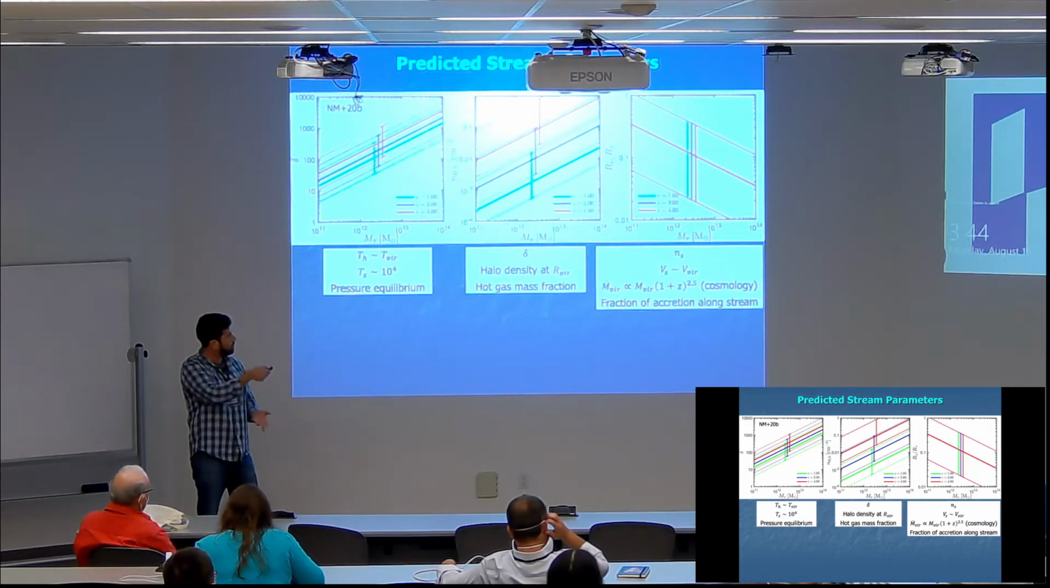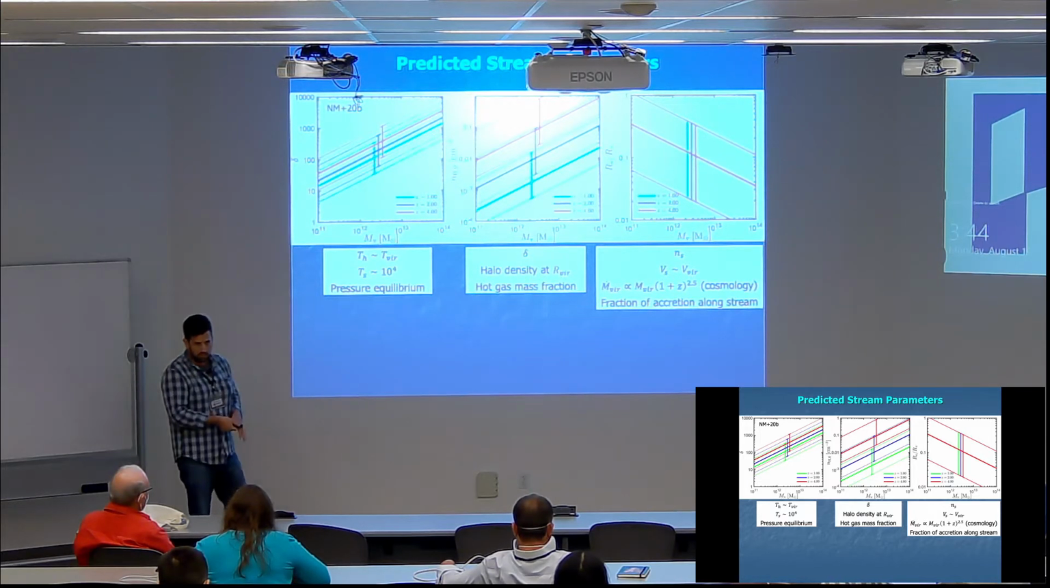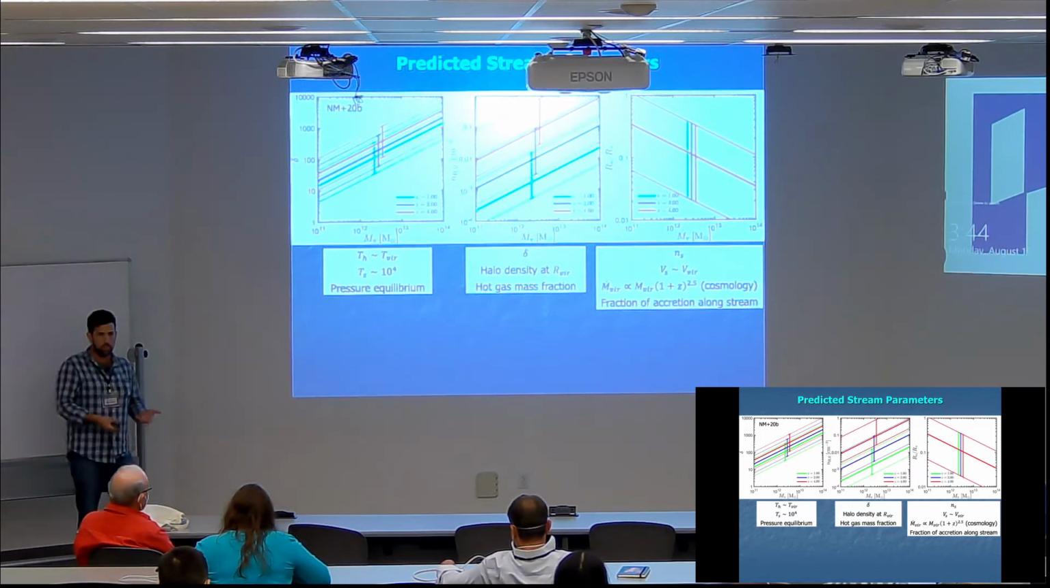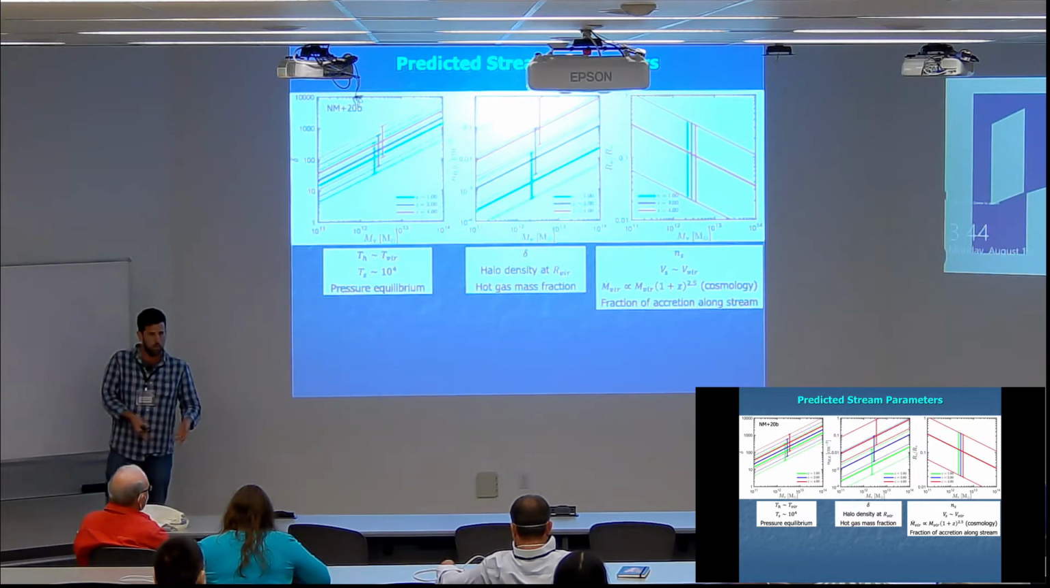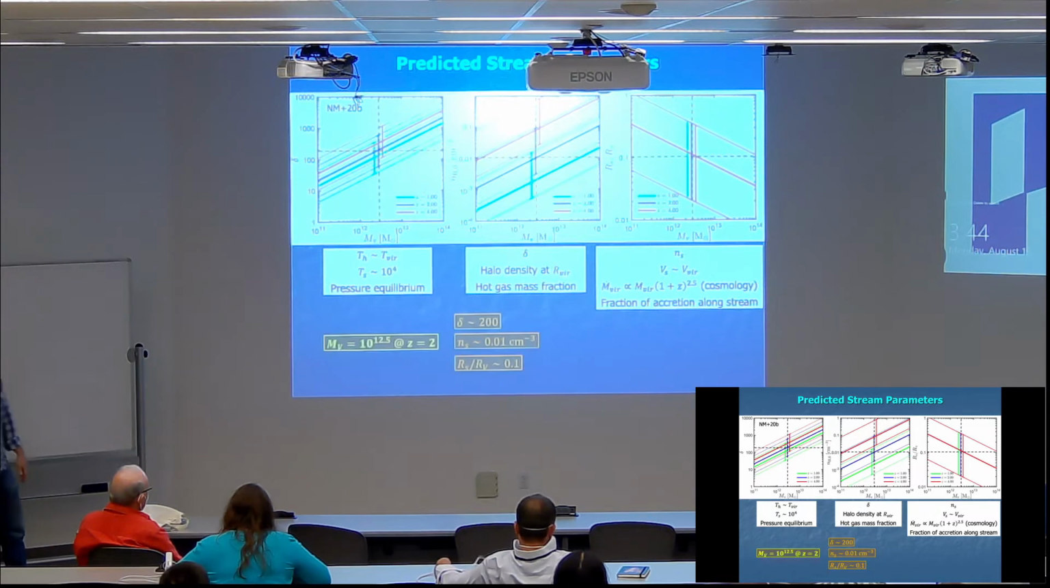Now, the remarkable thing here is that R_stream over R_vir in this model has no explicit dependence on the redshift. It only depends on halo mass. And it seems to approach unity as halos approach 10^11 solar masses, which is when you no longer expect halos to lie at the nodes of the cosmic web, which kind of was an emergent property of this model. It was not put in.